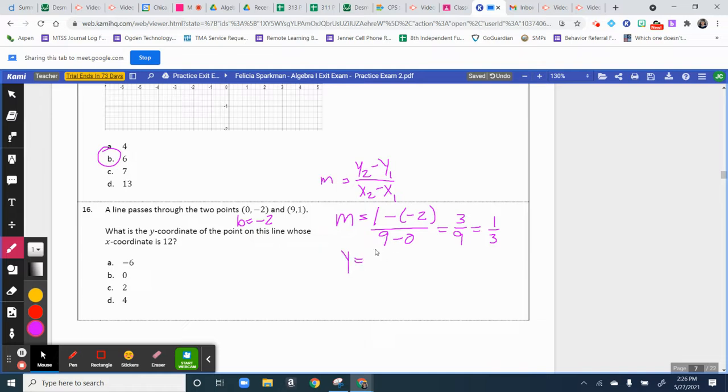So y equals 1/3 x minus 2. I know the x-coordinate is 12, so I will substitute in the 12 and simplify. And I get that y is equal to 2. So you have to remember the formula for slope-intercept form so that you can use it.